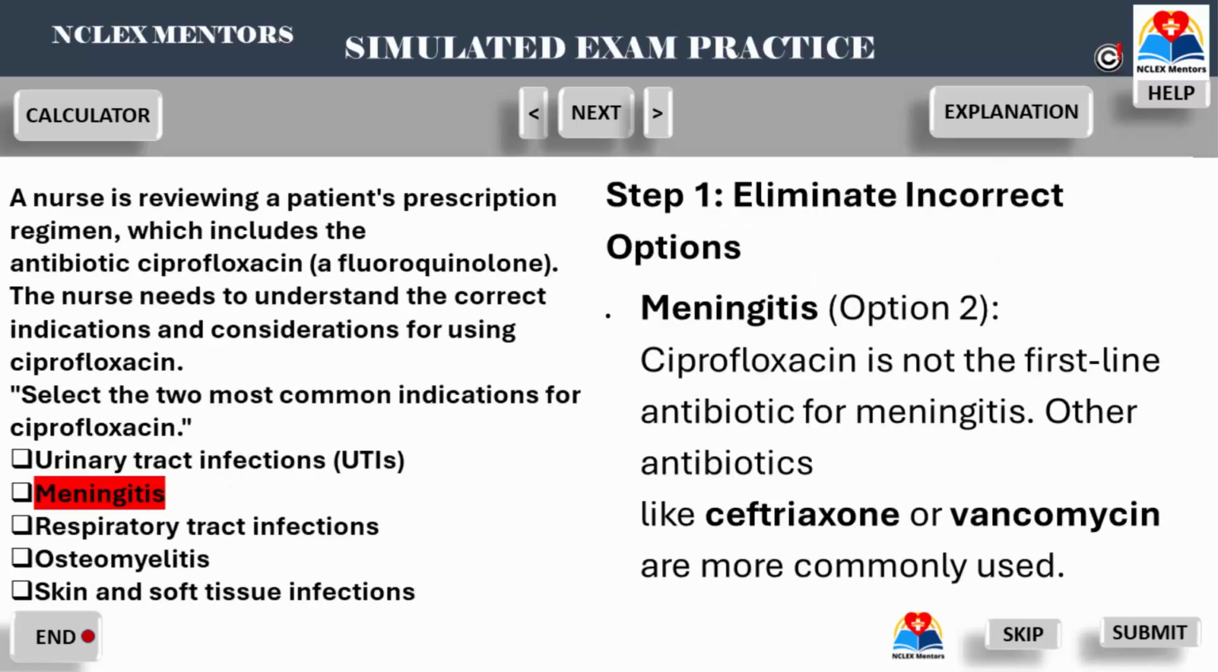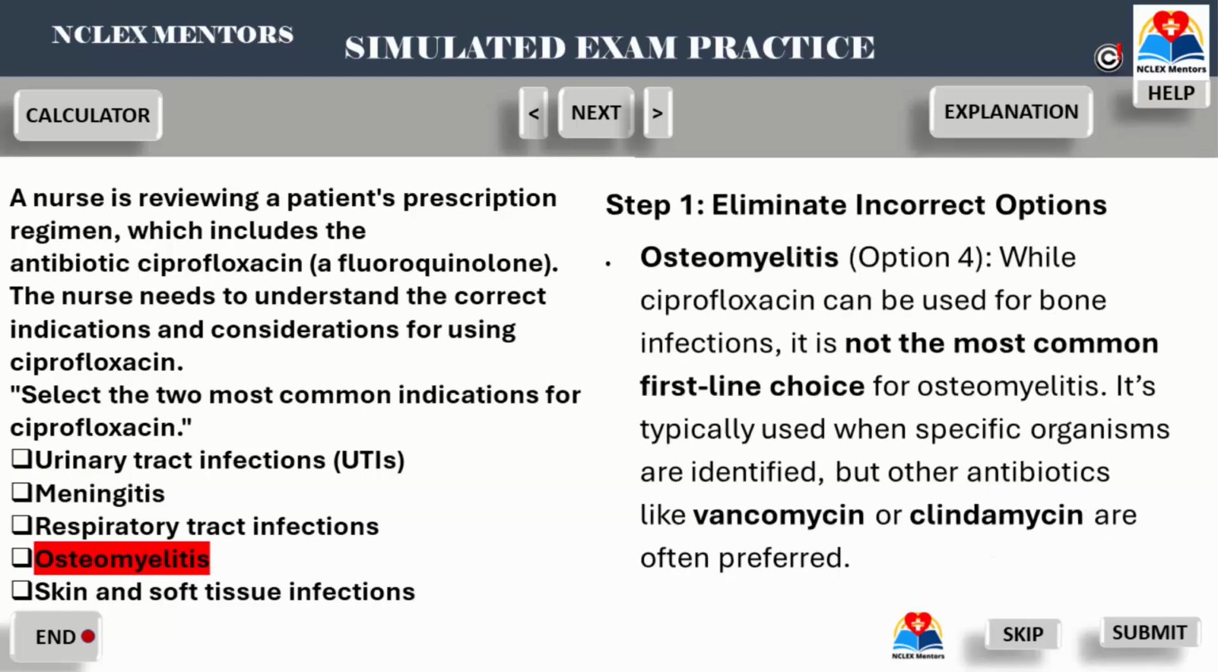Step 1. Eliminate the clearly incorrect choices. Meningitis? Nope. Ciprofloxacin isn't the first-line antibiotic here. For bacterial meningitis, we typically reach for ceftriaxone or vancomycin instead. Cross it out. Osteomyelitis. While ciprofloxacin can be used for certain bone infections, it's not the go-to antibiotic. Usually, vancomycin or clindamycin is preferred. So this one's out too.